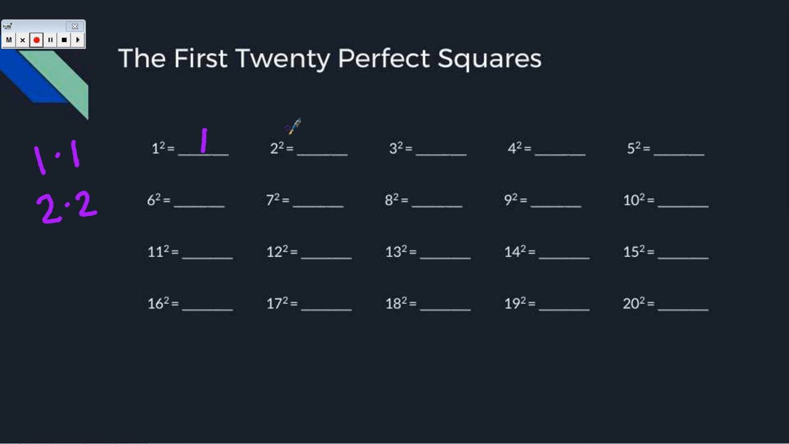One squared will give us 1. 2 squared gives us 4. 3 squared will give us 9. 4 squared, 16. 5 squared, 25. 6 squared gives us 36. 7 squared will give us 49. 8 squared gives us 64. 9 squared gives us 81. 10 squared is 100. Please check your work.